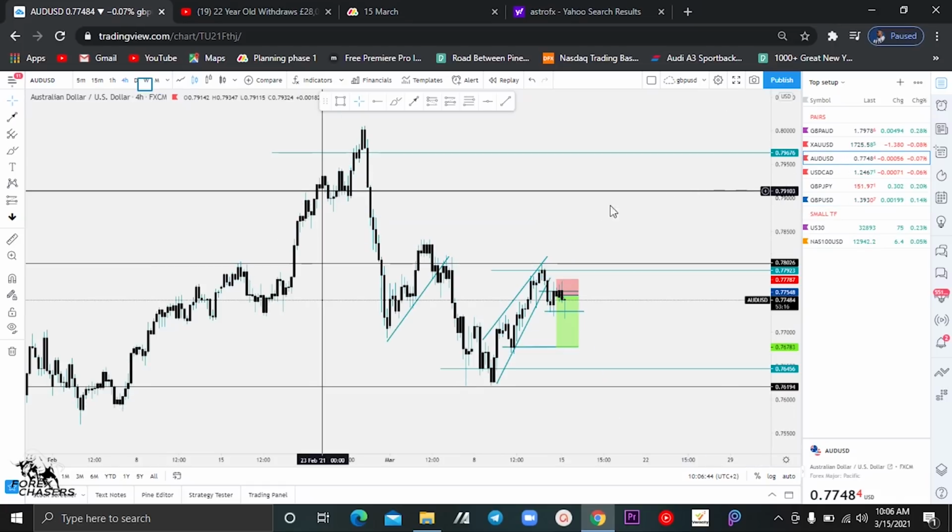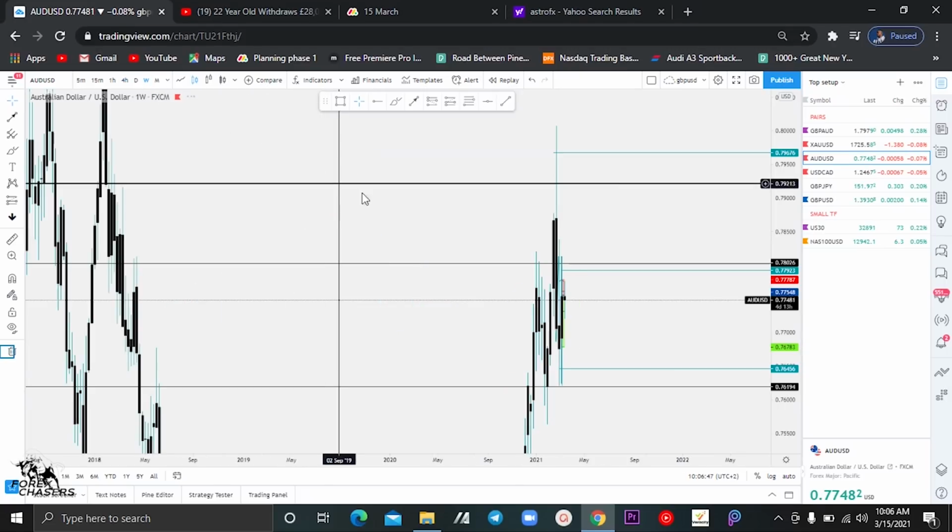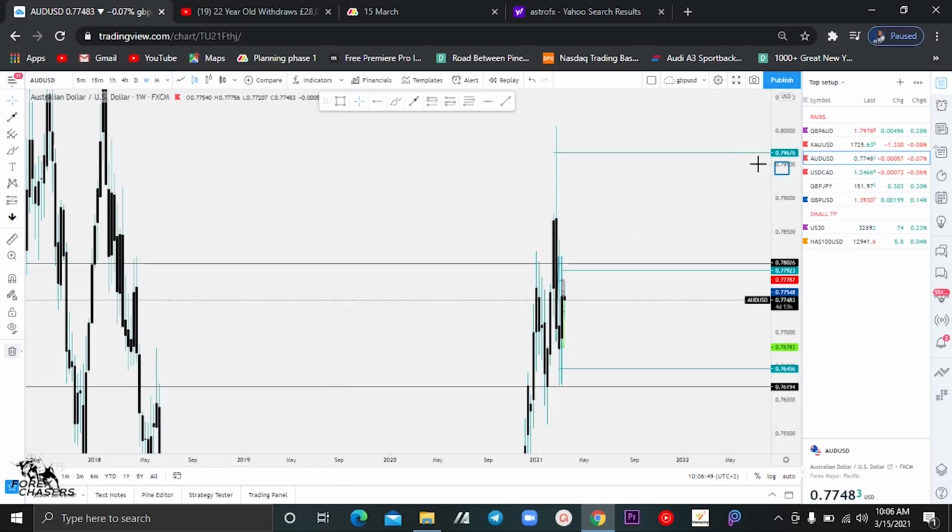So I wanted to do a breakdown as well on AUD/USD. So let me just start on the weekly time frame. What I'm going to do is just remove everything here.